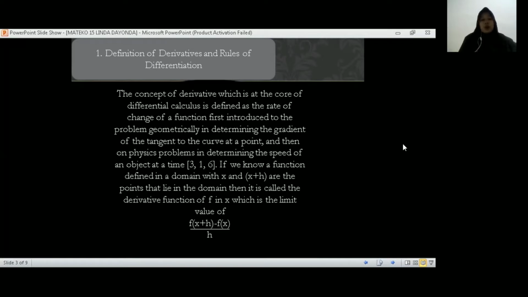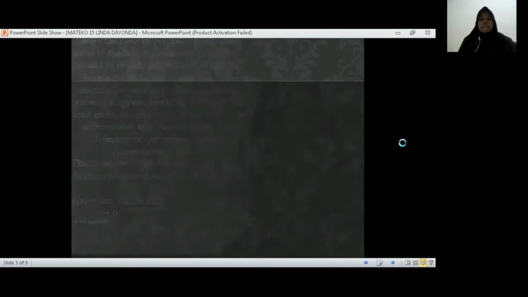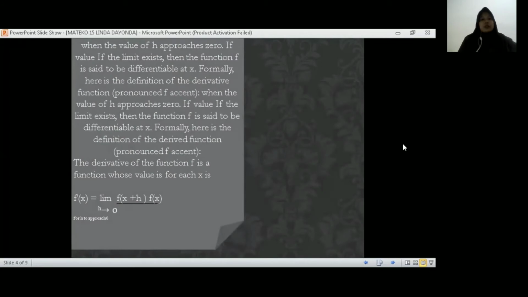If we know a function f defined in a domain, with x and x + h being points in the domain, then the derivative of f at x is the limit value of (f(x + h) - f(x)) / h when the value of h approaches 0. If this limit exists, then the function f is said to be differentiable at x.